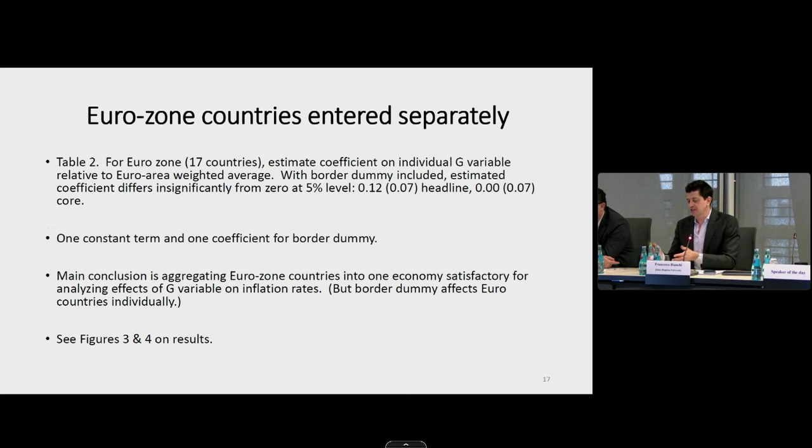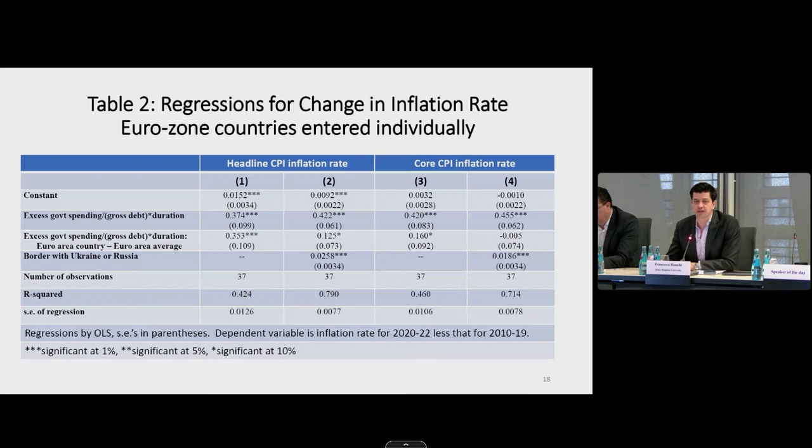Okay, so as I was saying, I jumped a little bit ahead. For the Eurozone, we also tried to see whether the amount of spending in the individual countries was an important determinant of inflation. So we did this in multiple ways, but let me just tell you the one that made the cut for the paper.